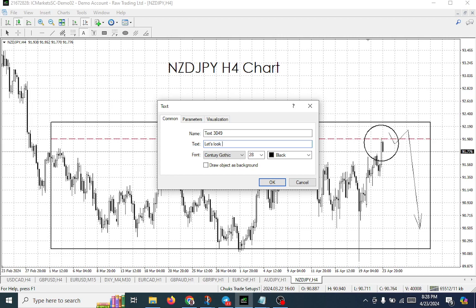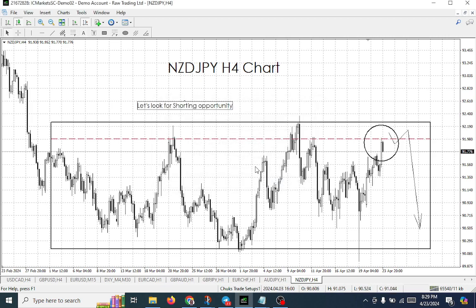Let's look for a shorting opportunity. Let's look for a shorting opportunity in this market, guys.